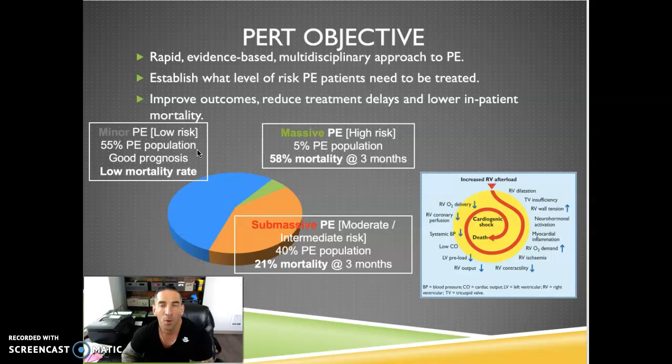So the whole purpose of this PERT objective is to identify those patients that may be headed towards this downward spiral effect, catch them earlier, and be able to get them the proper treatment necessary.